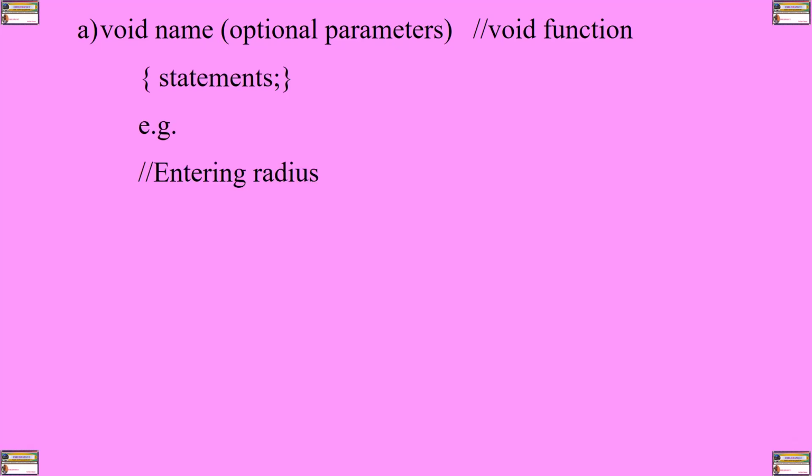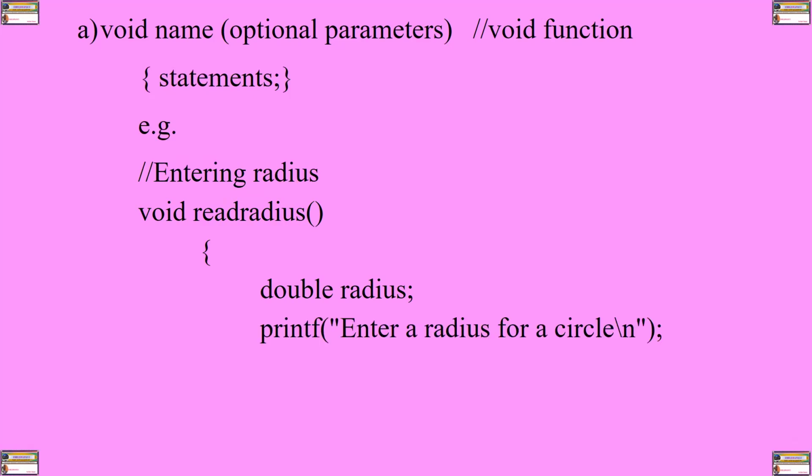For example, you can have a function for entering the radius of a circle as follows. So the name of the function is readRadius, and it is not supposed to return any value. So it is preceded by the word void, and no parameters are enclosed in the parentheses. And then we have the body, whereby we are declaring a memory location called radius for a value of type double.